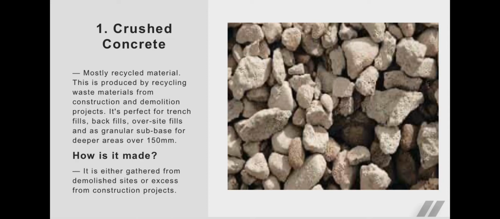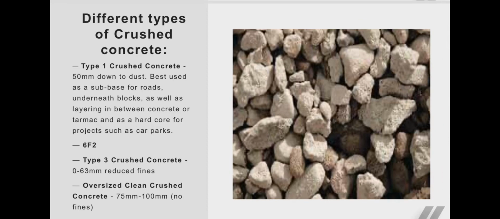How is it made? It is either gathered from demolished sites or comes from construction projects. Different types of crushed concrete. Number 1 is type 1 crushed concrete, 50 mm down to dust. Best used as a sub-base for roads, underneath blocks, as well as layering in between concrete or tarmac, and as hardcore for projects such as car parks.